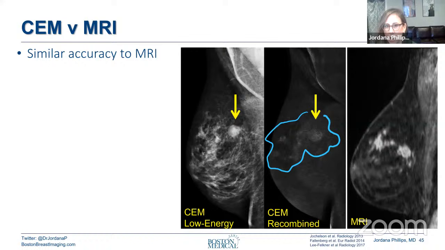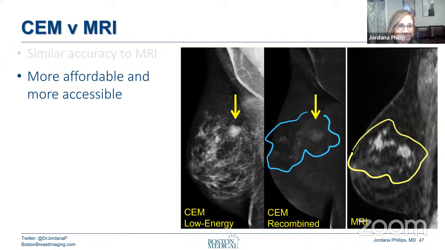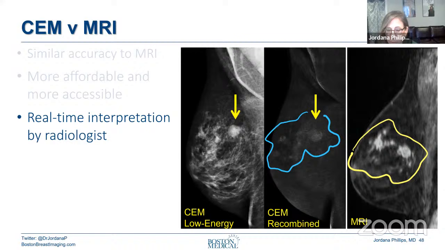Contrast-enhanced mammography is also more affordable than MRI. We bill it as a diagnostic mammogram plus contrast. There's no formal code for it yet. It's also more accessible. As I mentioned, it's just an add-on to a mammography unit that can be upgraded. It allows for real-time interpretation, as I also mentioned. Often enough, MRI is read offline. We read them when the patients are not here. For contrast-enhanced mammography, we can read them while the patient is sitting in our department.